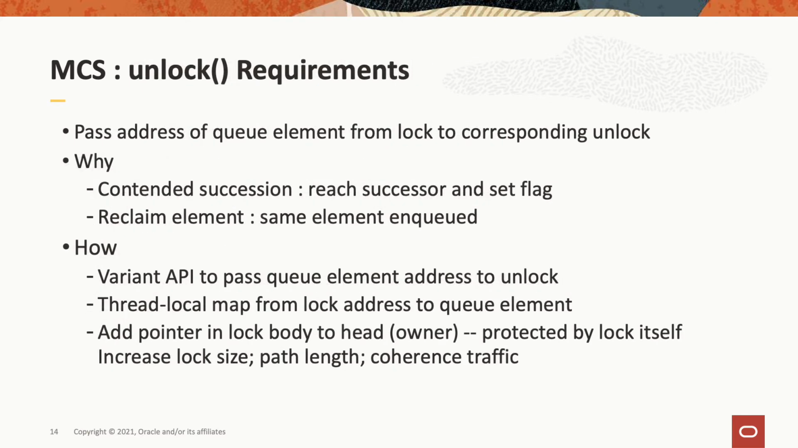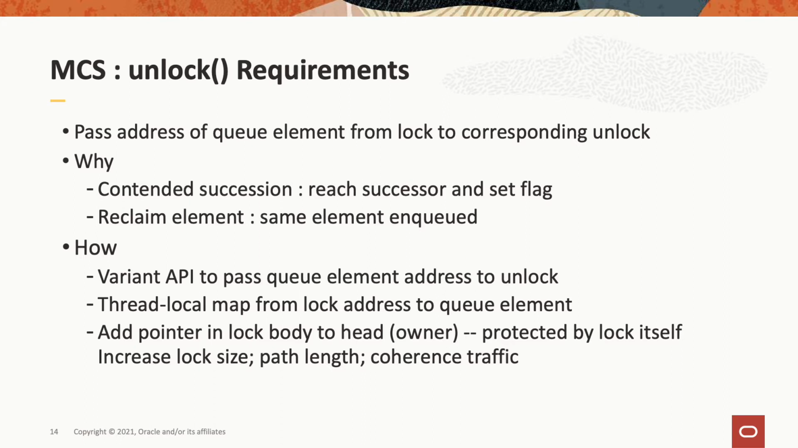MCS imposes an additional constraint that we pass the address of the queue element posted from the lock operation to the corresponding unlock operation. So why is that? Well, in the case of contended succession, we need to reach the successor's Q element and set the flag in that element. In any case, contended or uncontended, we need to reclaim the element. In particular for MCS, when a thread posts an element to the queue, at unlock time, it reclaims that same element. So, how would we do this?